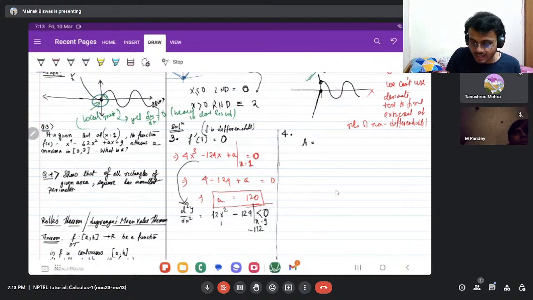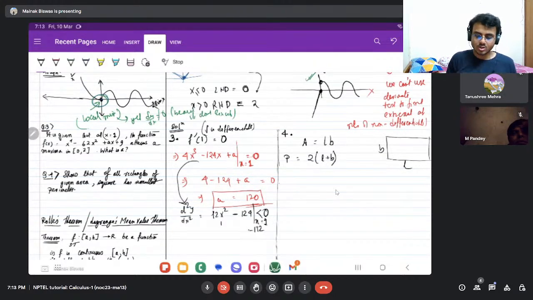So what is the area of a rectangle? Length into breadth, right? Yes, sir. Length into breadth. What is the perimeter? 2 into L plus B, right? So you are told to maximize the perimeter, right? Or minimize the perimeter.